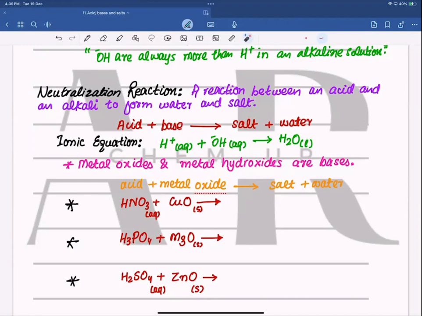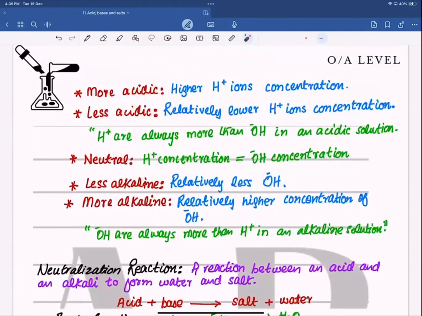State: aqueous one. H2O is liquid. Do remember that in this kind of reaction, the acid is always aqueous. The metal oxide that we are going to use will be solid. The products formed are salt and water, so salt is always aqueous and water is liquid. Yes, everybody done with the equations?